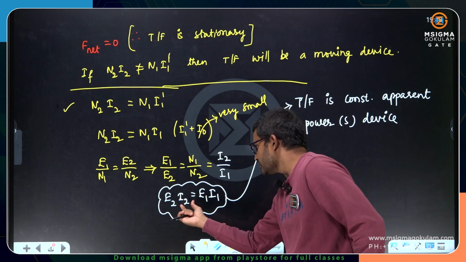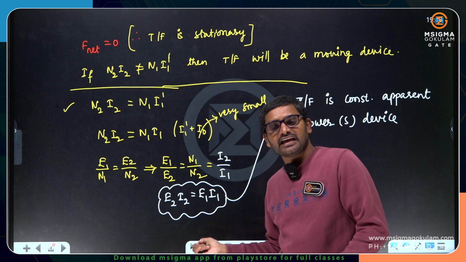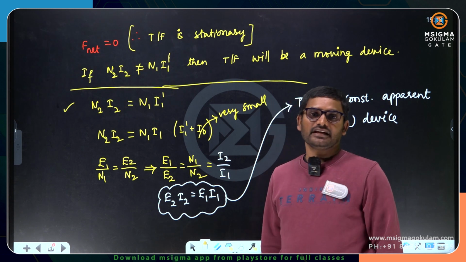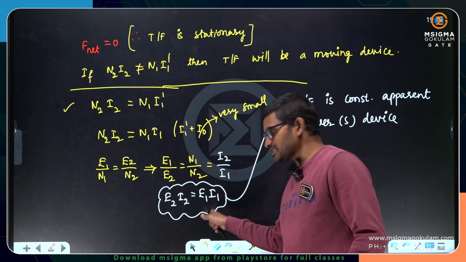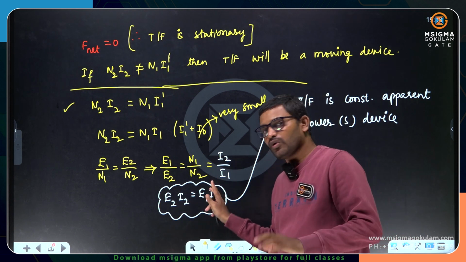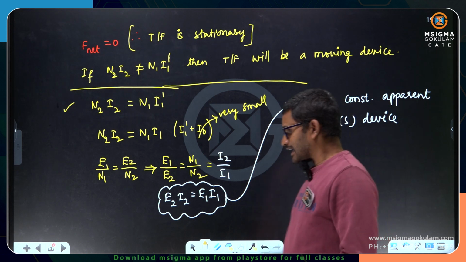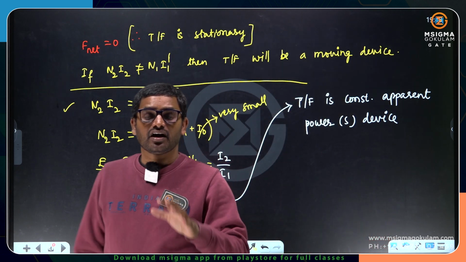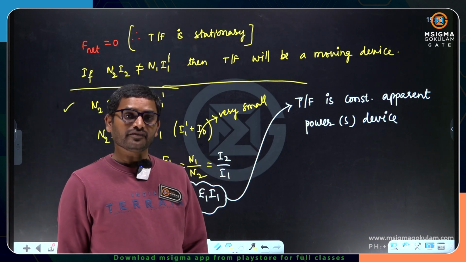If you multiply E2 into I2 into cos theta, that's active power. E1 into I1 into cos theta 1, that's the primary power. These are not active powers. I have not represented any cos components, only voltage and currents. So here I can say that the transformer is a constant power transfer device, an apparent power transfer device.